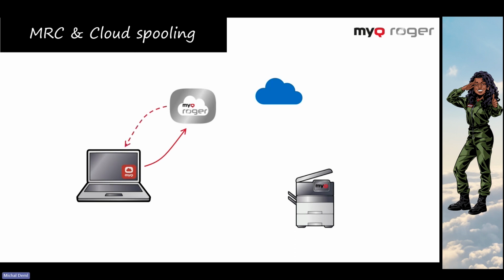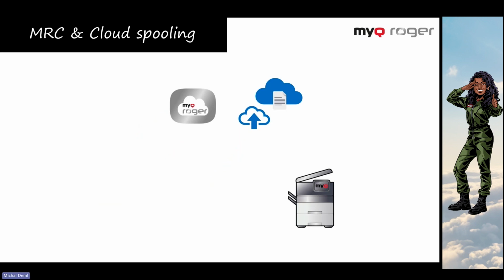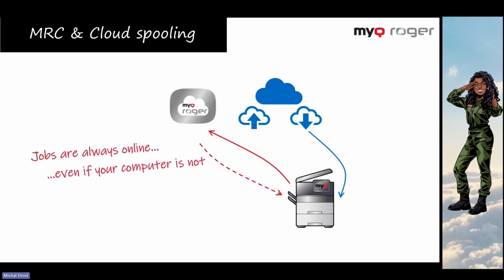It starts the very same way as the standard communication of the MRC. It's connected to MyQ Roger. Normally, it would spool it and store it locally, but if this option is activated, it will actually upload it into your cloud storage, ideally your company's OneDrive for Business. Then you can turn off your computer, and it will no longer be relevant because the file is already up there in the cloud, so the only thing you have to do is authenticate on the machine, and the file will get downloaded directly into your device. So, you can stay online. You don't need your computer any longer, even if you are using the drivers and the MRC.